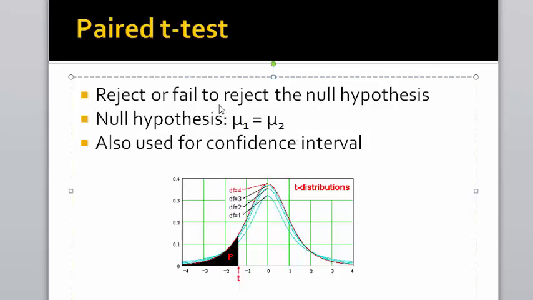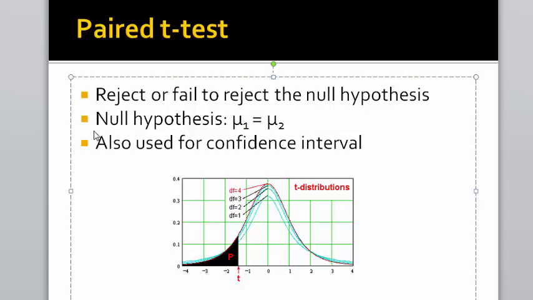Hey guys, today we are going to be going over the paired t-test. So first we'll go over what its uses are. The most important use is that it can reject or fail to reject the null hypothesis. It's a very important distinction. You cannot confirm the null hypothesis.